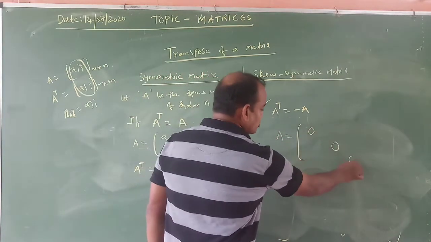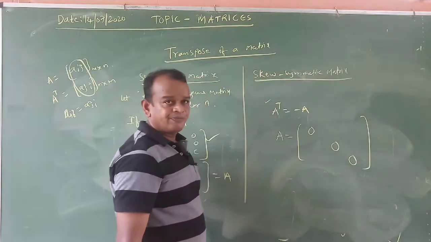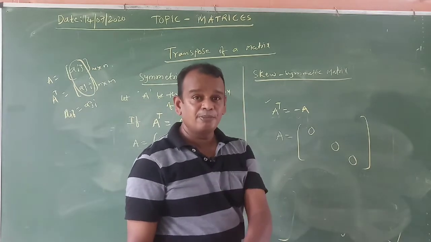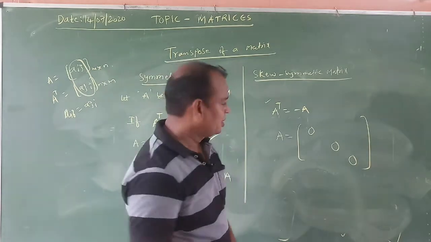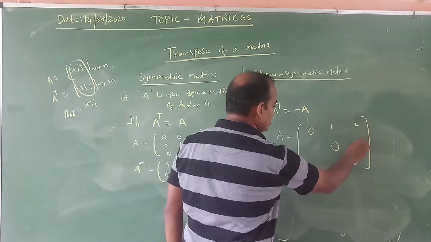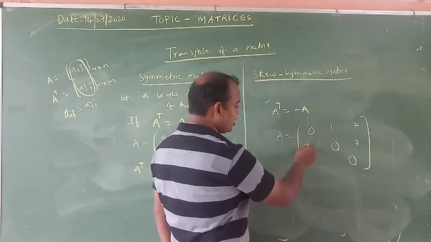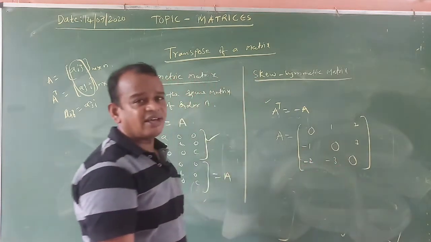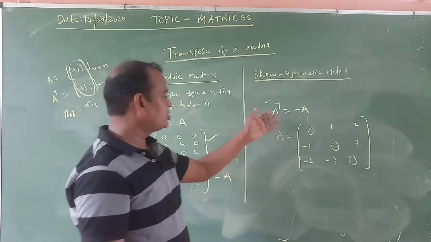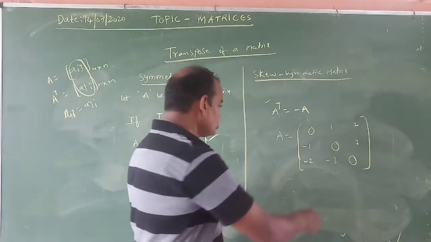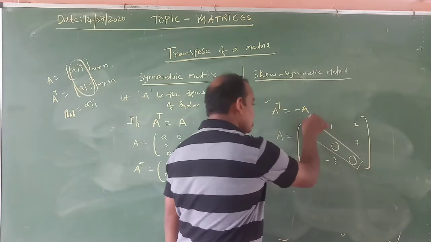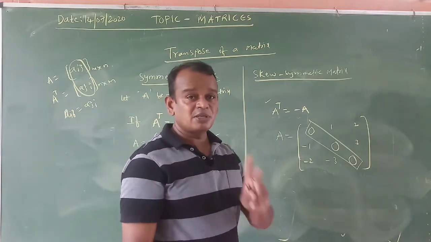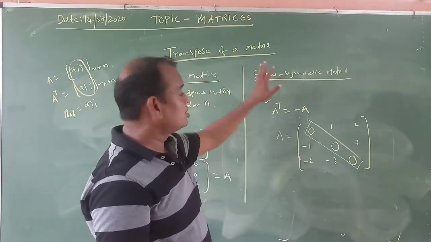0, 0, 0 on the diagonal. After that, in the upper triangular matrix and lower triangular matrix, the elements are the same but different in sign. For example, take 1, 2, 3 in the upper part. Now, in the lower triangular part, minus 1, minus 2, minus 3. This is the example for the skew symmetric matrix. In a skew symmetric matrix, all the principal diagonal elements must be 0, and the upper and lower triangular elements must be equal but different in sign.